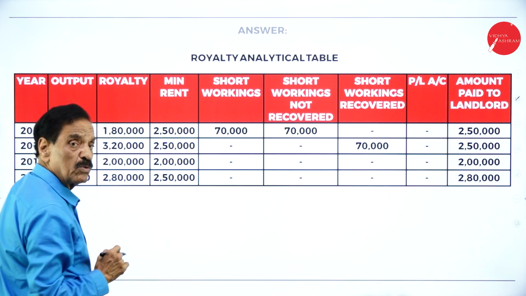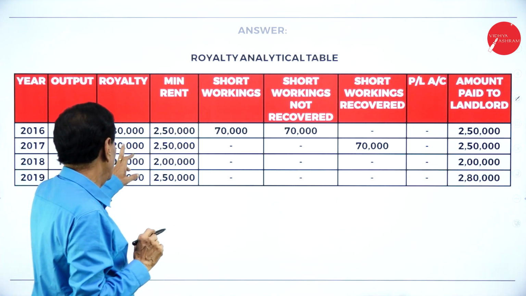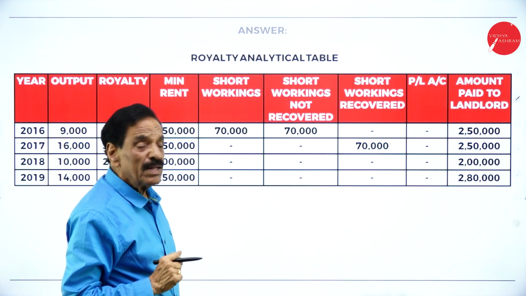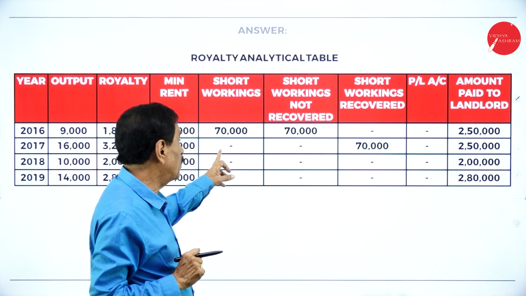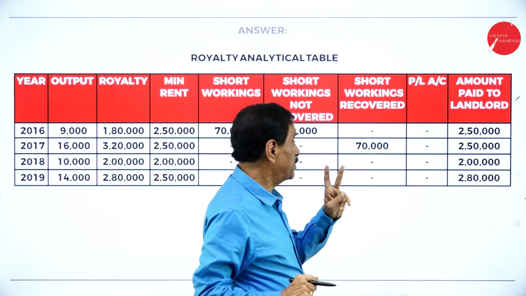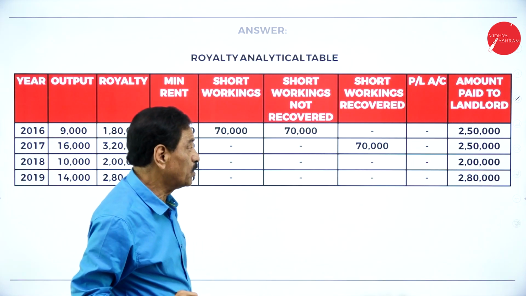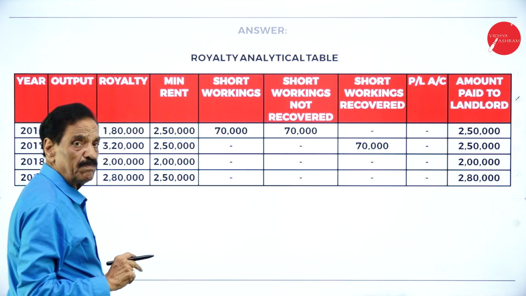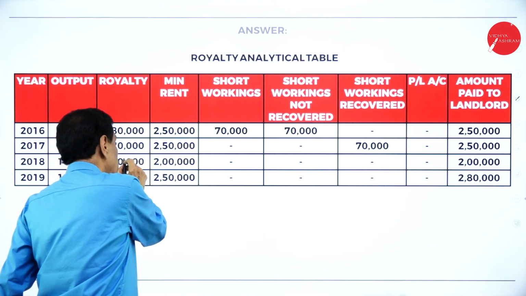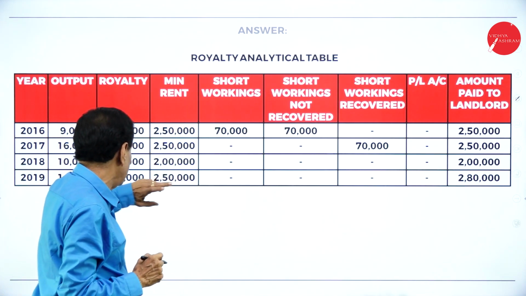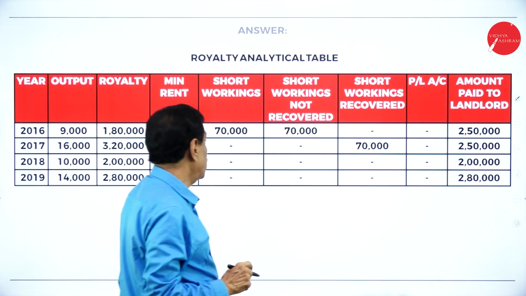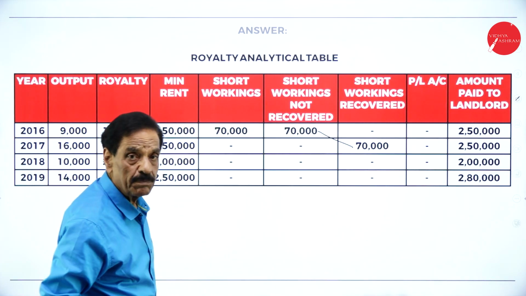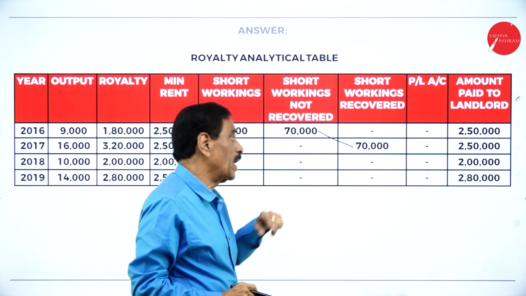Here, come back. Your output is 9,000 tons, per ton is 20. It works out to 1,80,000, but with a minimum rent of 2,50,000, there was a shortage of 70,000, not recovered. 2 years time is there. You are going to pay 2,50,000, whichever is more. Come back to the second year, your output is 16,000 into 20, means 3,20,000, with a minimum rent of 2,50,000. How much excess comes? 70,000. So 70,000 has been recovered here. Then you pay the minimum rent of rupees 2,50,000.